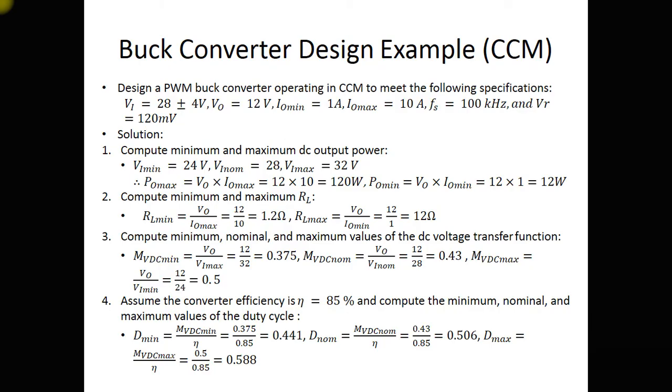This is an example of the buck converter design. I'm not going to run through all the steps. I'm just going to flash it so that you can verify the designs. The designs are again given step by step as our usual method. So this is for the buck converter design, which is operating in the continuous current mode. We have already seen the two modes.